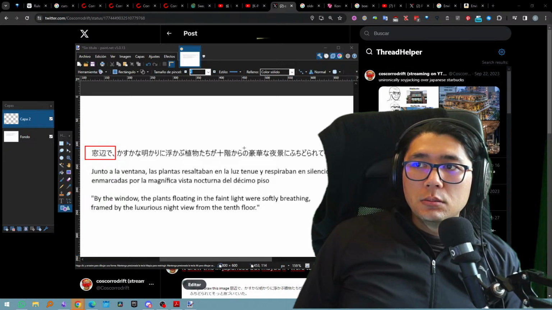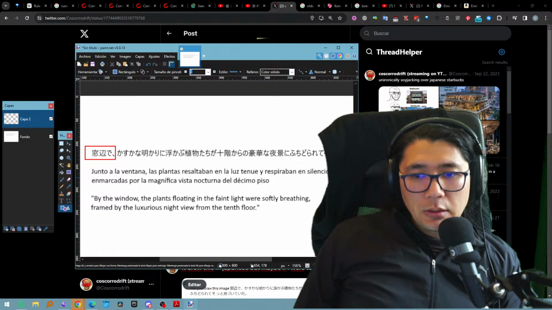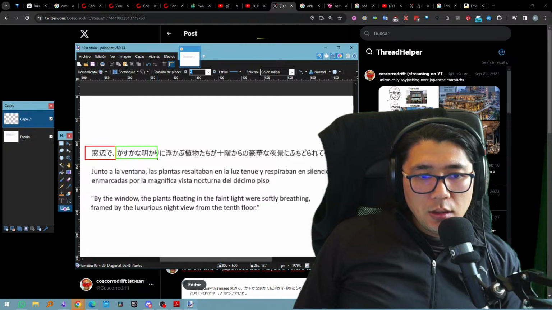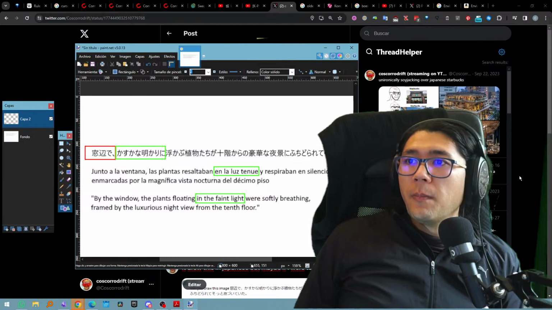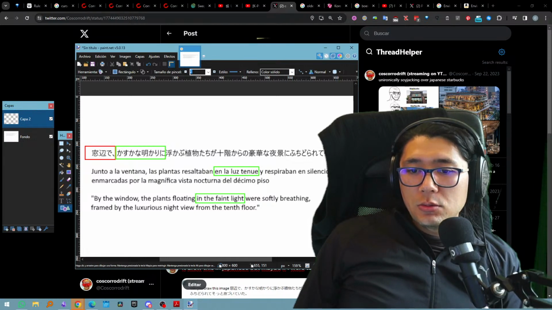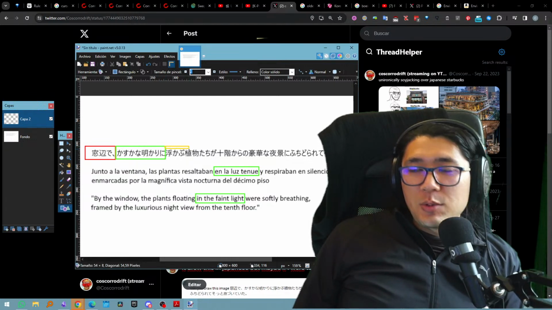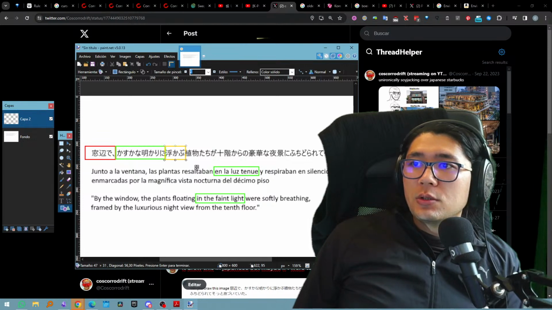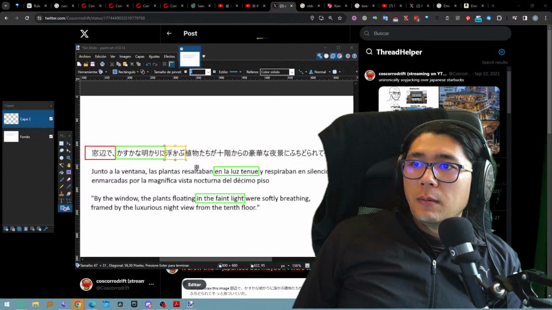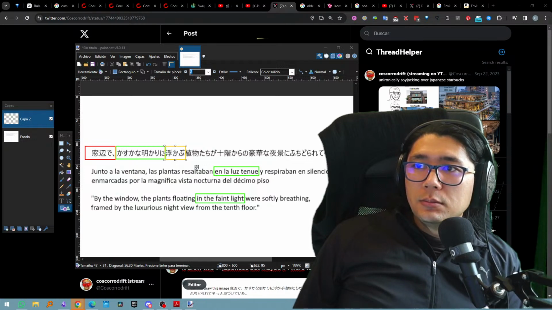Kazukana Akari ni Kasubu, or however you say it. So, this green Kazukana Akari ni, in the faint light. Then Kasubu, then yellow. I'm saying it wrong, by the way. I'm not sure how it's pronounced. 浮かぶ, Ukabu.